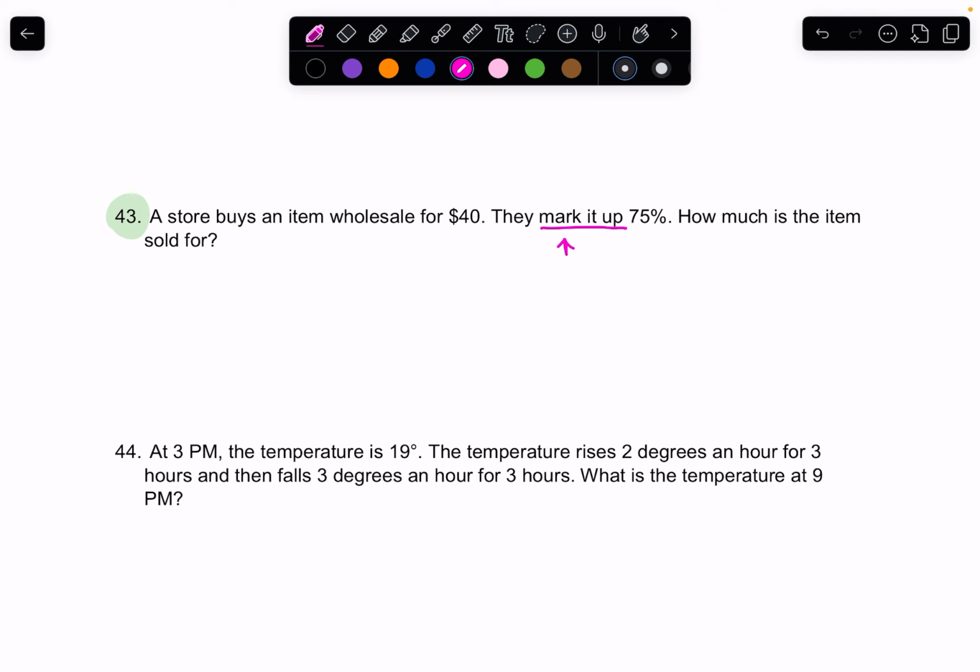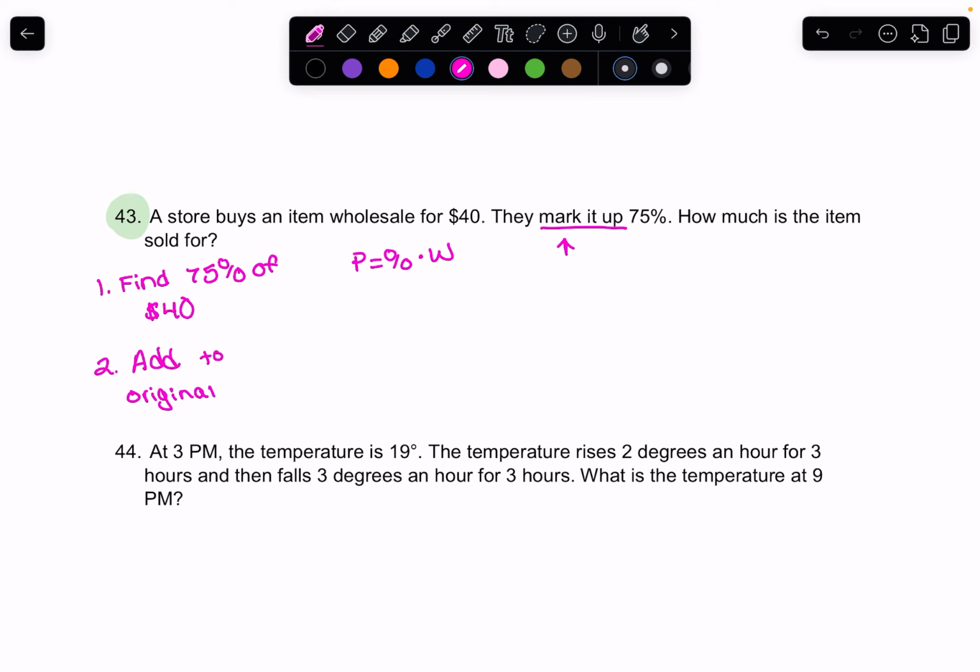Well, there's two steps. First, we have to find 75% of the $40. And then because we're increasing the price, we're going to add this to the original. So first, let's find 75% of $40. So again, you can use the equation, you can use the proportion. Let's use the equation.